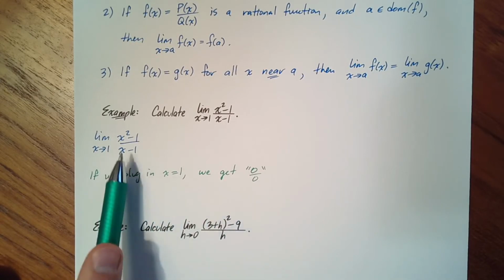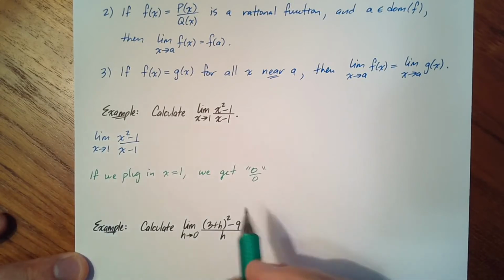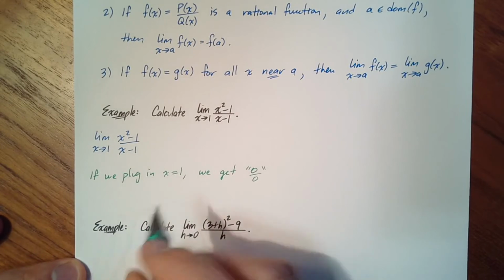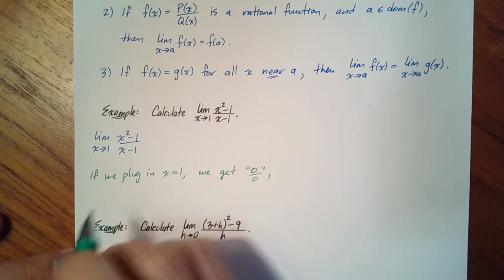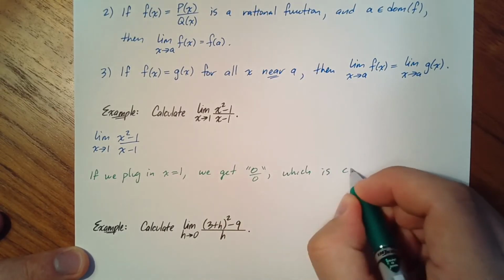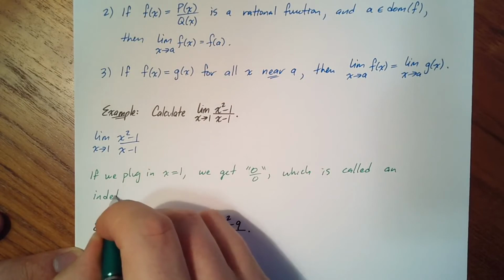The fact that we plugged in 1 and got 0 over 0 does not tell us that that limit doesn't exist. Unfortunately, it doesn't tell us what to do either. All it does tell us is that if we want to solve this problem, we're going to have to try something else. So let me finish that thought. If we plug in x equals 1, we get a 0 over 0 type, which is called an indeterminate form.